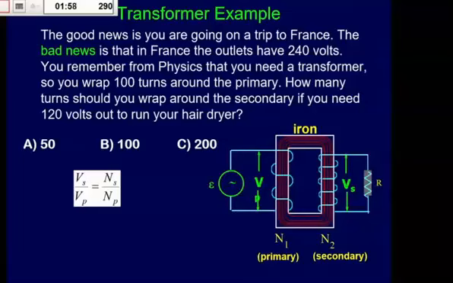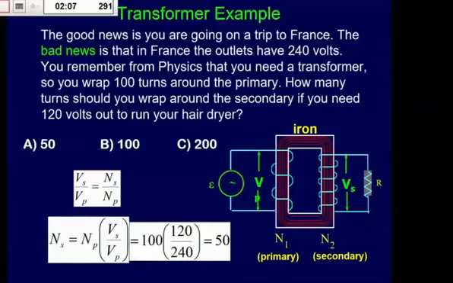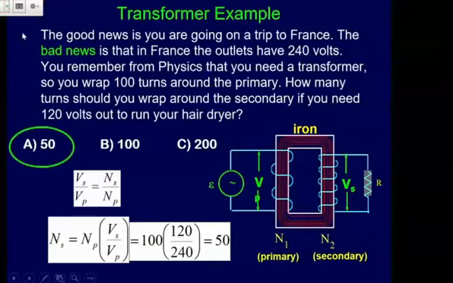So again, the way you would look at this is our relationship. In this case, you're trying to find Ns, the number of loops in the secondary, and so you can plug it in. For us, 100 was the number of loops for the primary, and the difference in the voltage is 120 and 240, so you'd want to put 50 in that secondary. Again, the idea here is that this resistor is your hair dryer, and you want to get similar voltages to that. Okay, so let's call time on that one.